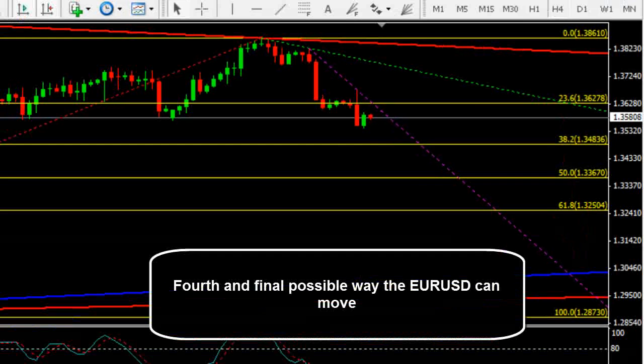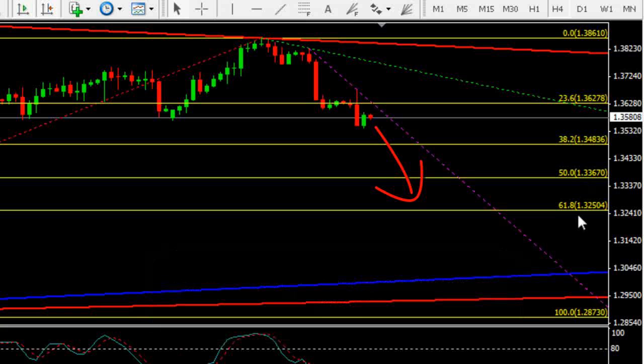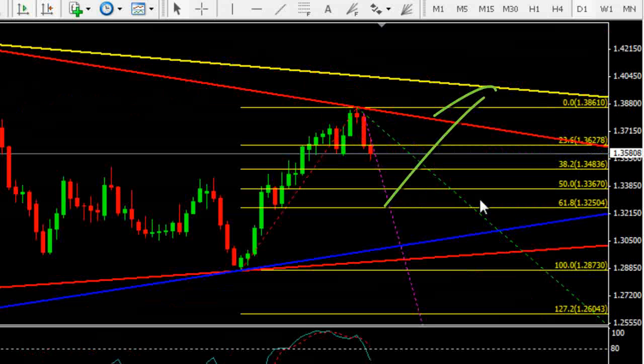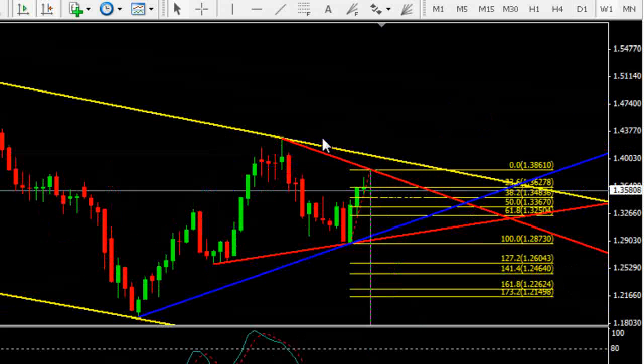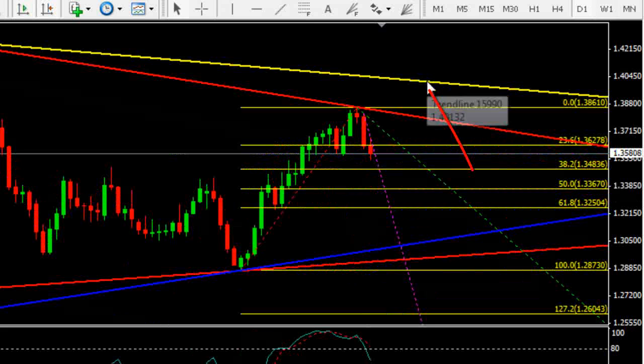Or the fourth and final possible way: price could straight away fall to 50 at 1.3367 or 61.8 at 1.3250 and bounce back by breaking all these trend lines straight up to the weekly trend line which we used to draw the channel, find a proper resistance here and start to pull back from there.